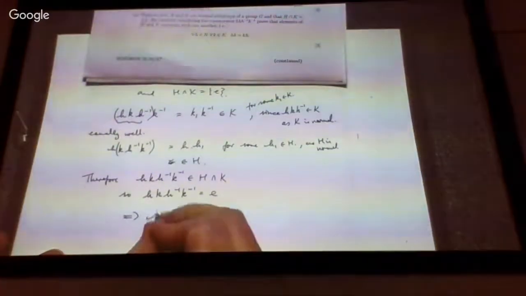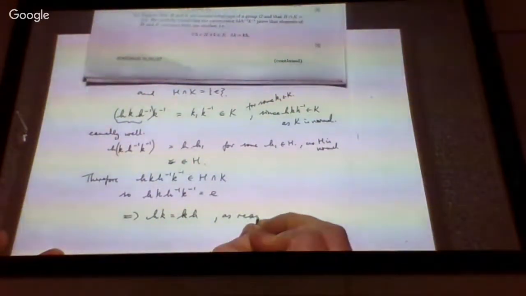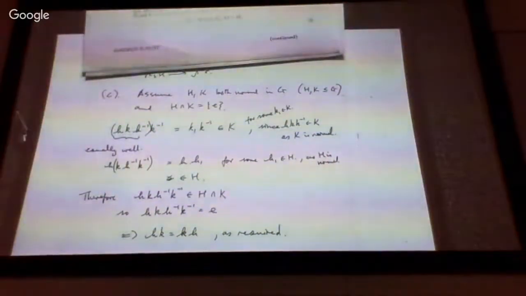Therefore, the commutator HK, H inverse, K inverse is an element of the intersection, so it's equal to the identity. And then that implies, when you unroll that, multiply both sides by K, then multiply both sides by H, you'll get that HK is equal to KH as required. So that proves they commute, as the question asked.